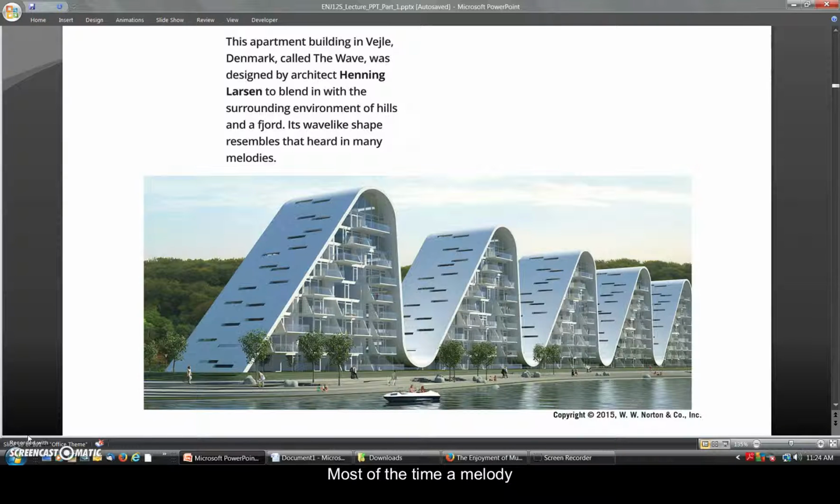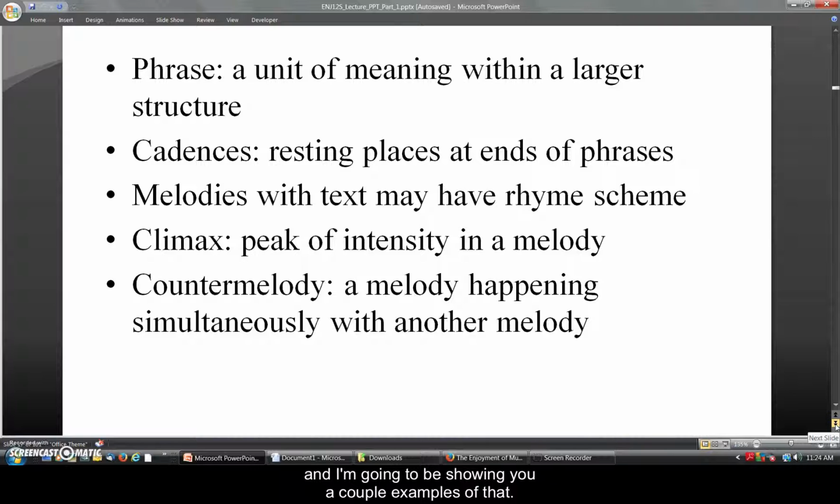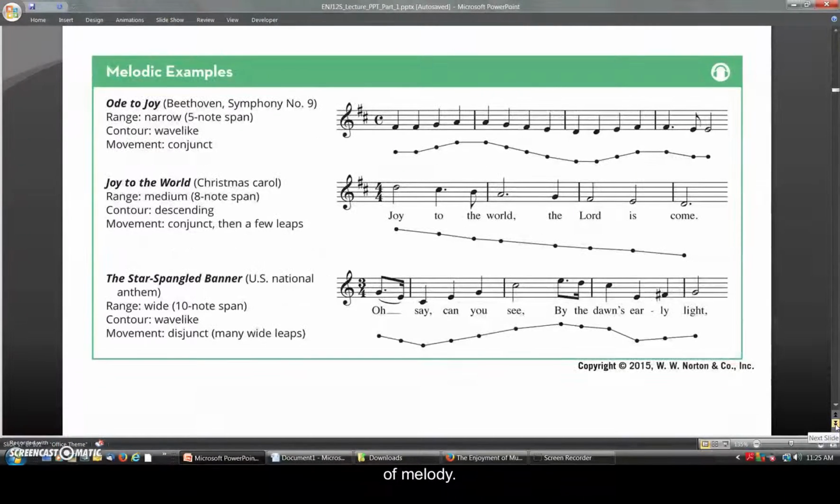Most of the time a melody is going to have a series of ups and downs, and this is its phrasing and its contour. Contour is obviously the shape of the melody, and I'm going to be showing you a couple examples of that. Phrase and cadence are really our two most important facets of the melody.